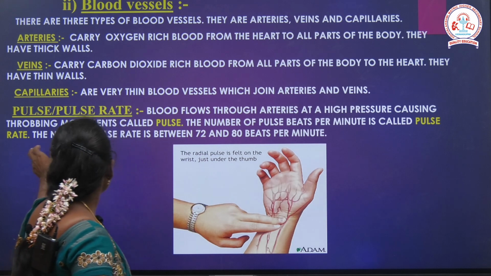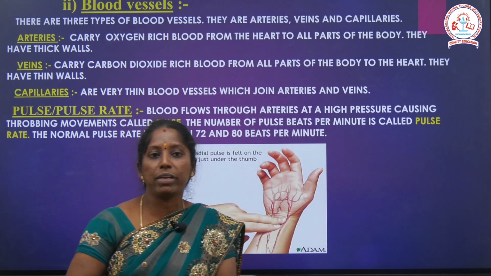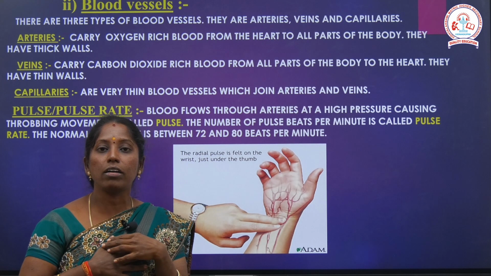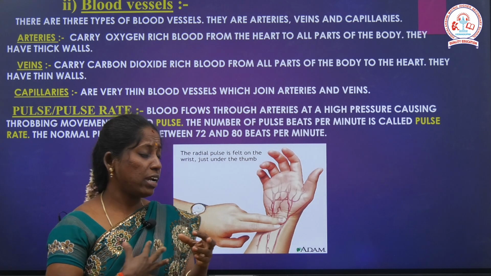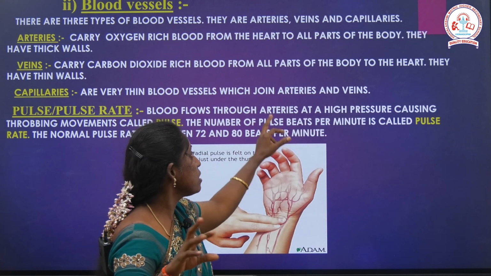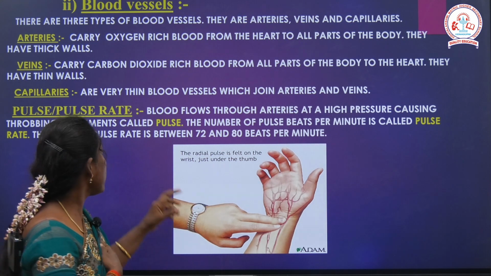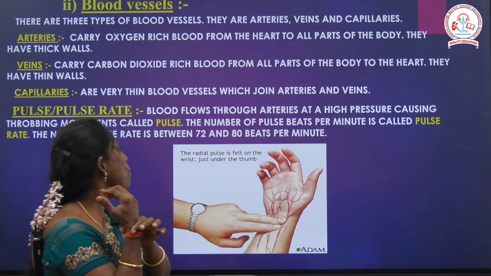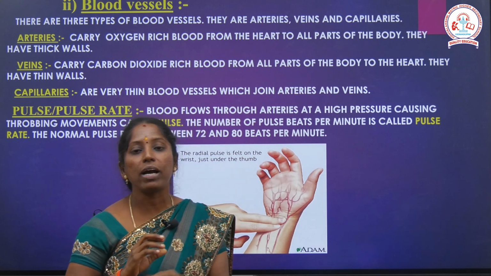The next one is pulse rate. Before that, we should know what a heartbeat is. The blood flows from the heart. The heart pumps the blood and carries it to all parts of the body through the blood vessels. Blood flows through the arteries at high pressure, causing throbbing movements. We can check that throbbing at the wrist of our hand. That is called the pulse.